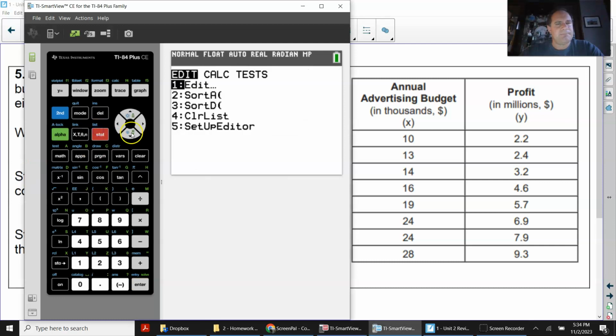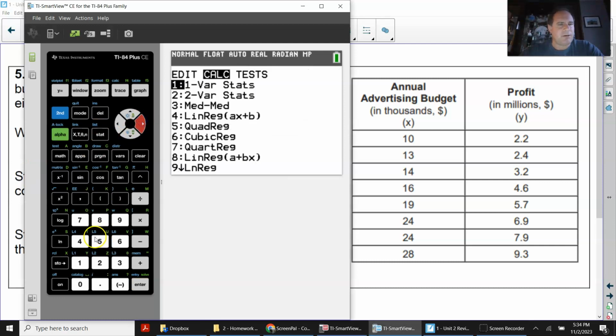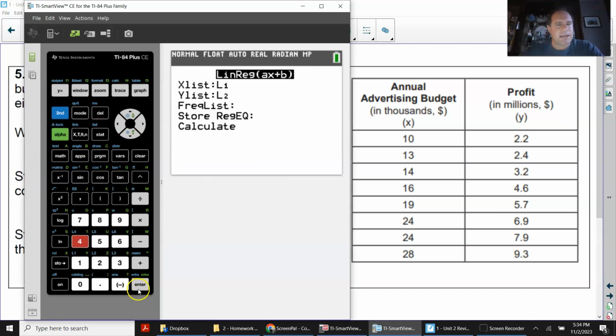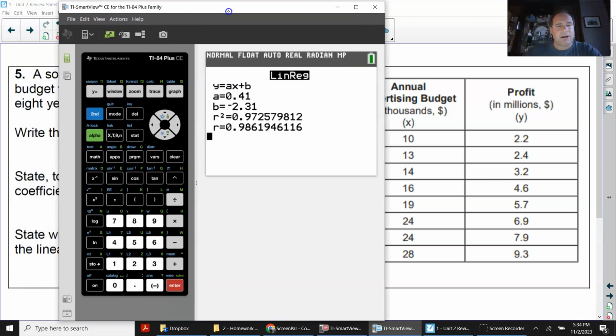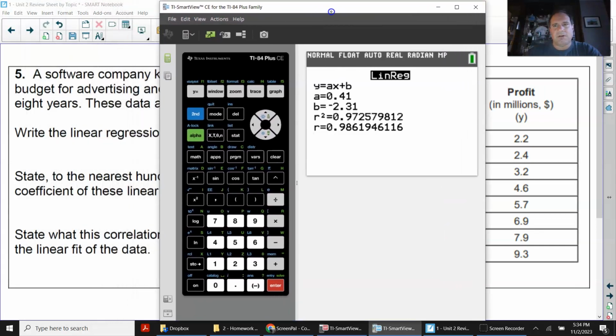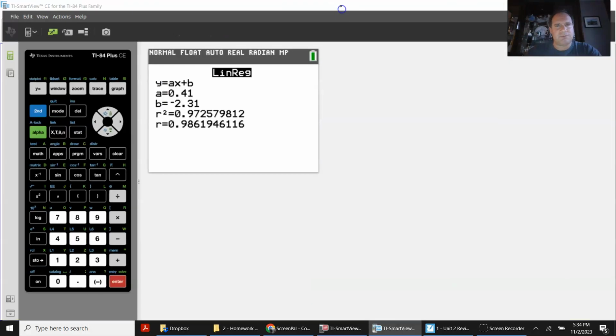Press Stat, and then Calc, and then over to 4, and then enter 5 times. You calculate, and you have your slope, your y-intercept, and it's all rounded to the nearest hundredth already. And we're going to round the correlation coefficient to the nearest hundredth as well.